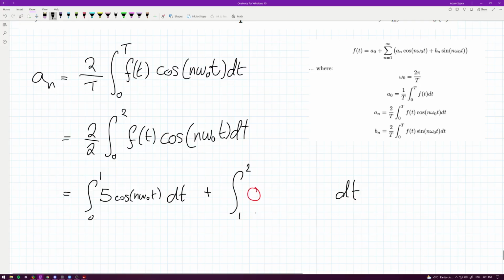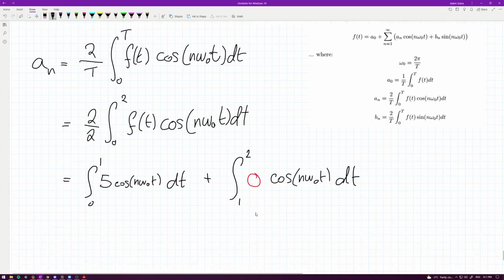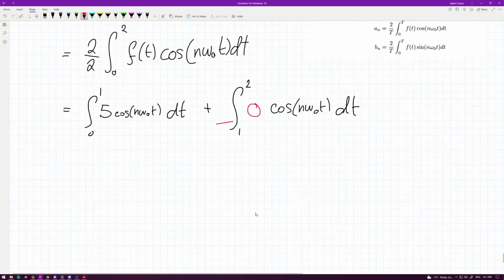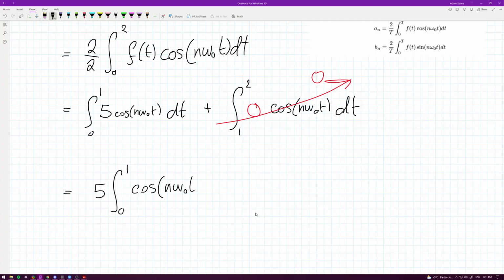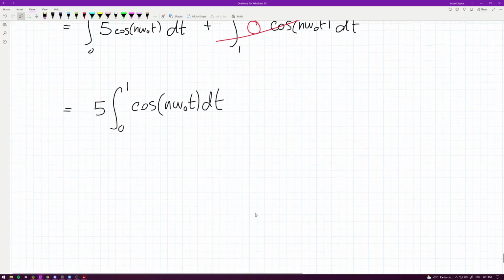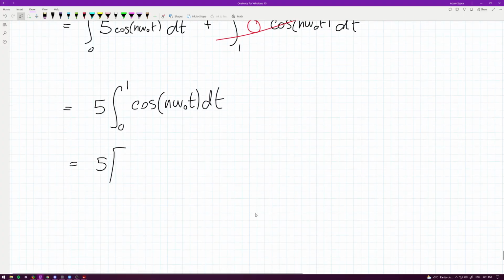This component from 1 to 2 is just 0 cosine of n omega 0 t dt, so this whole integral goes away. All we're left with is 5 times the integral from 0 to 1 of cosine of n omega 0 t dt, which is 5 times 1 over n omega 0 sine n omega 0 t evaluated from 0 to 1.